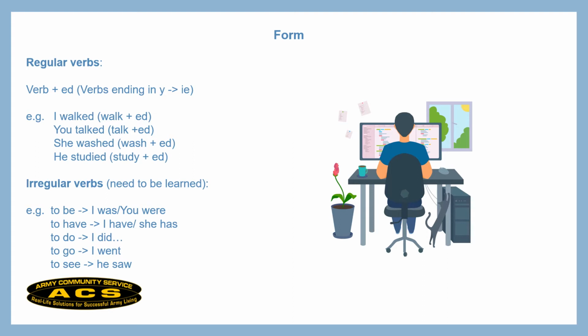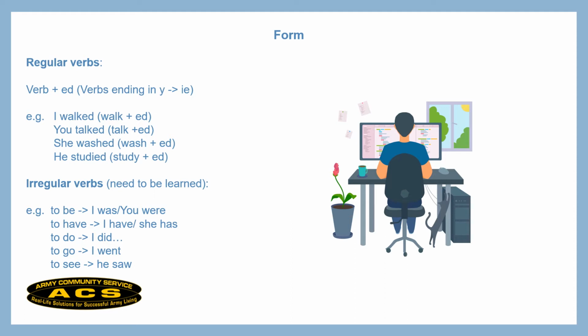So for example, if you have the verb to walk, and let's say I want to say I walk in the past tense, I would just add -ed to the verb walk. I walked. Or the verb talk, you talk. The past tense would be you talked. Wash, past tense, washed. Now study ends on y. That's why you have to change this y into ie, and then you add your d. So for example, he studied.